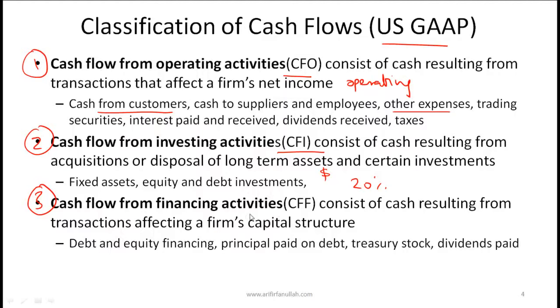CFF consists of cash resulting from transactions affecting a firm's capital structure. So any debt and equity financing, any principal paid on debt. So you borrow money, that's cash inflow in this category, CFF. When you repay that debt, that again would be outflow of cash in the CFF category. Treasury stock operations, where you are paying money to shareholders, that's also CFF. Dividends paid is also CFF.